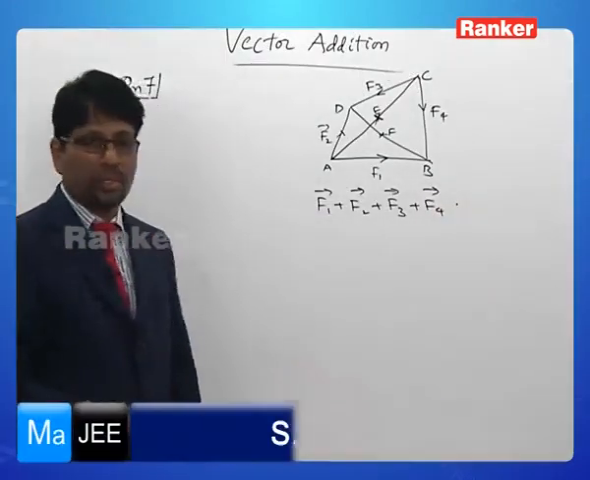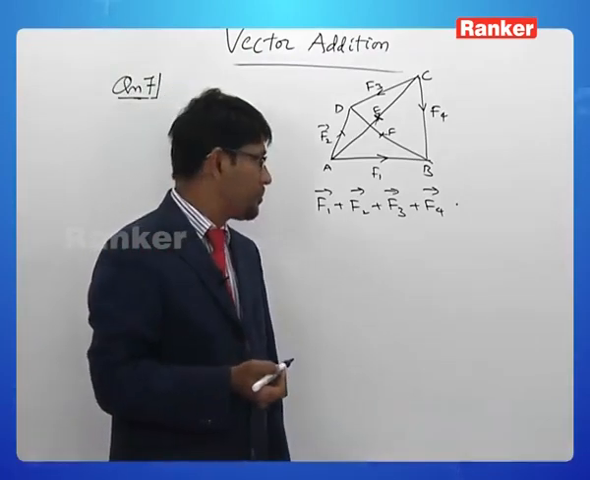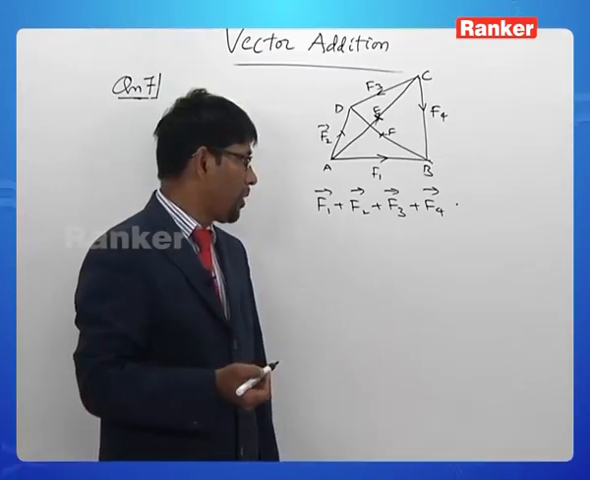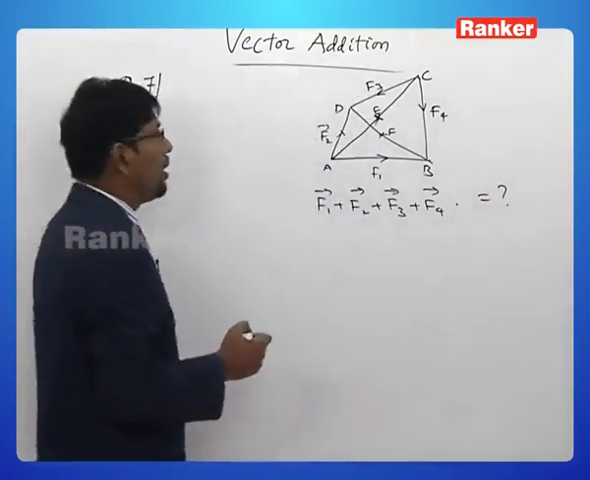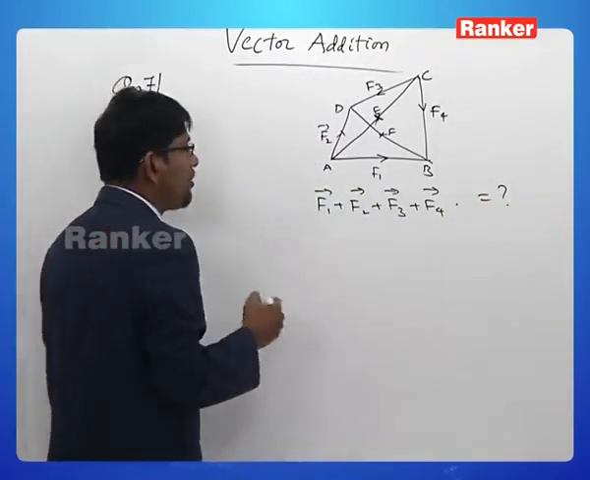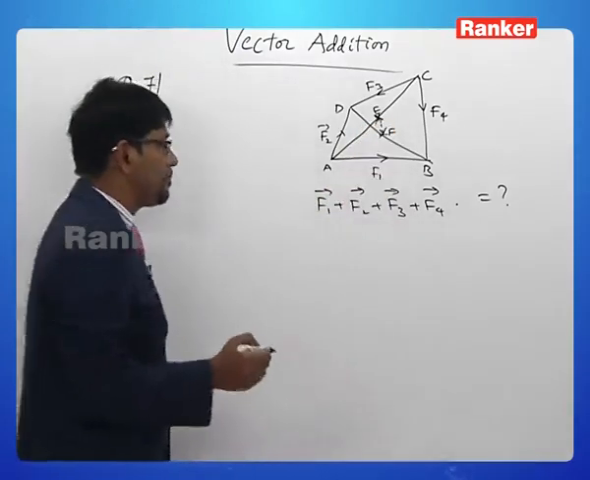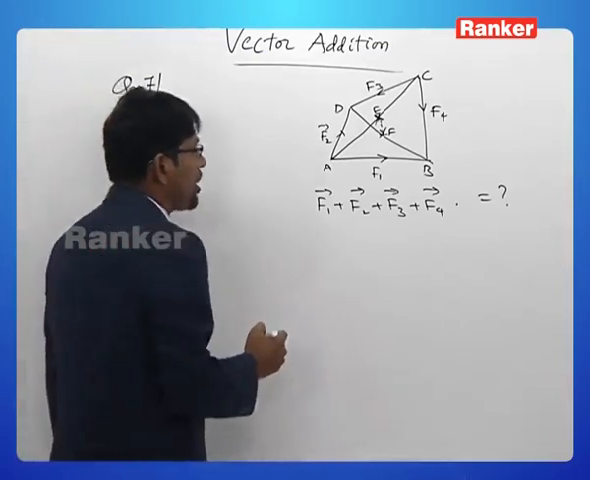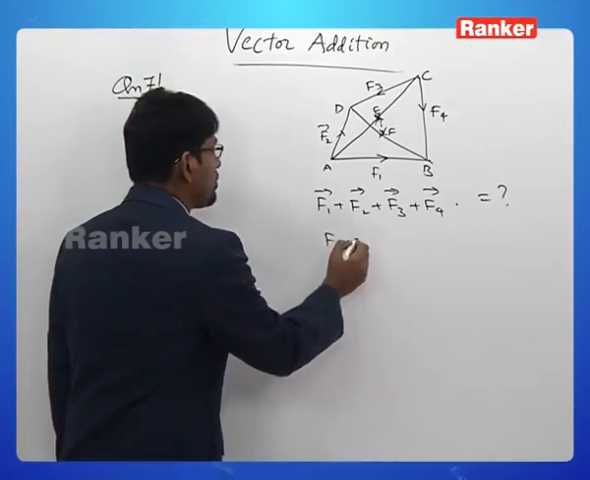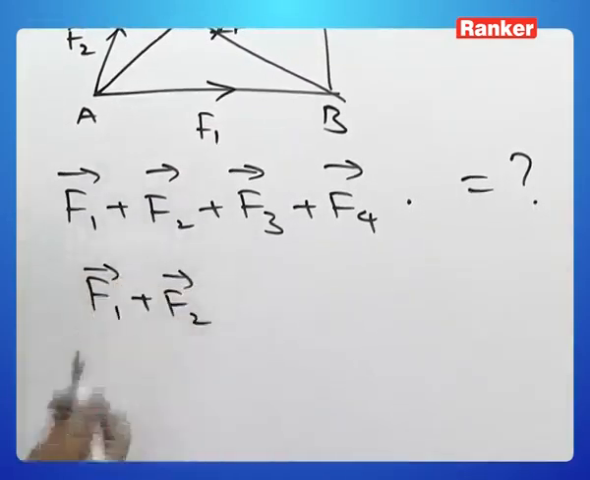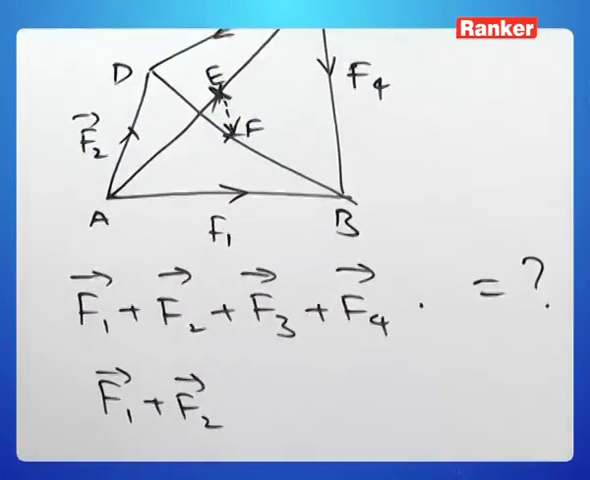The resultant of 4 forces, or 4 vectors, or n number of vectors, is just the sum of the vectors. So this is what we require here. Now observe that you want this in terms of the EF vector. Let's see how we can do that. What is F1 plus F2? Observe that F1 and F2 are the AB and AD vectors.